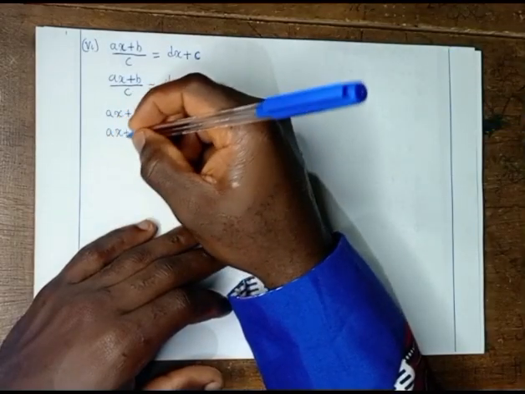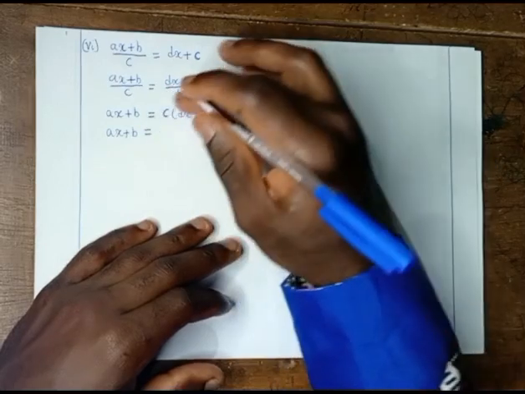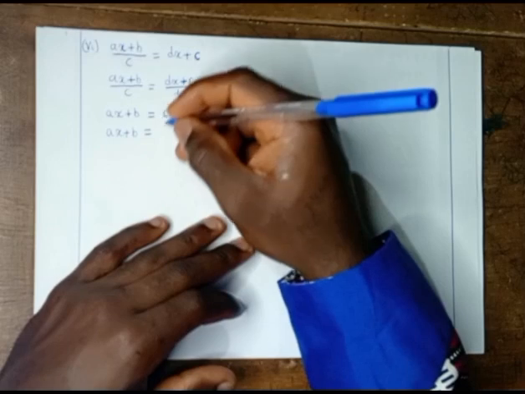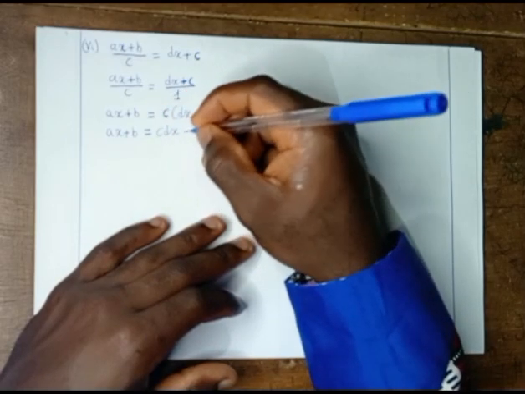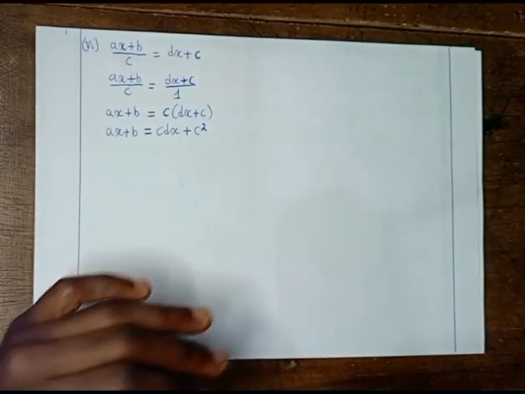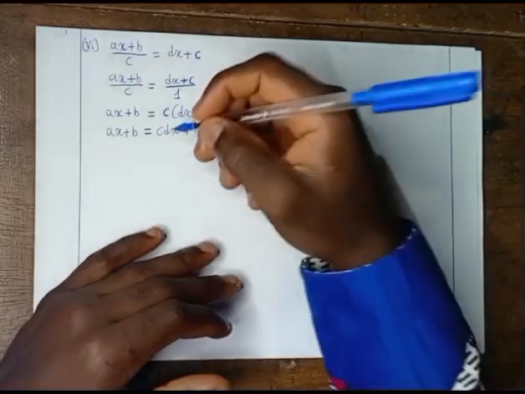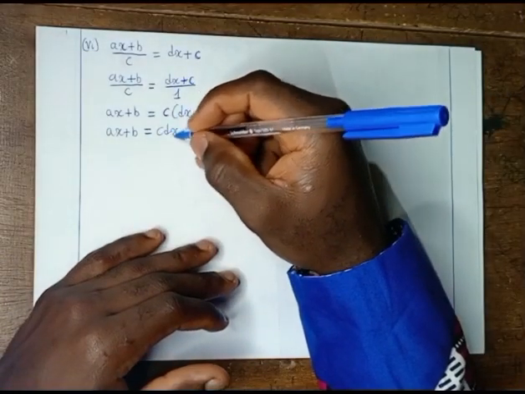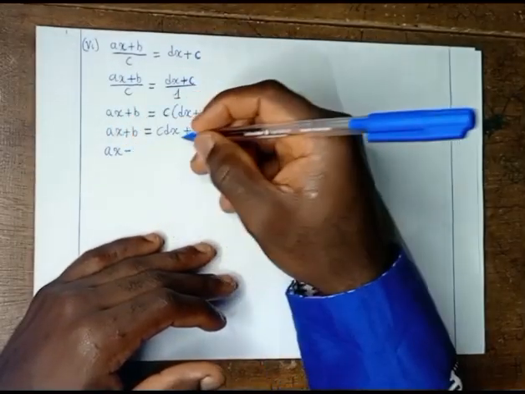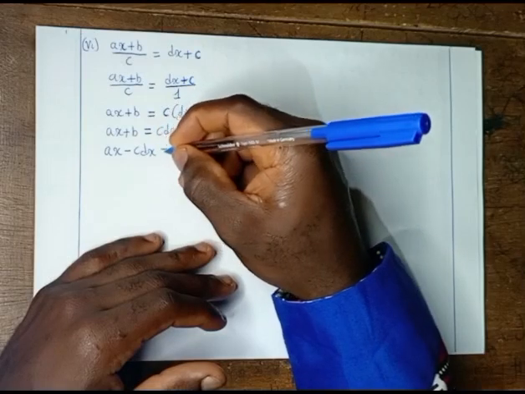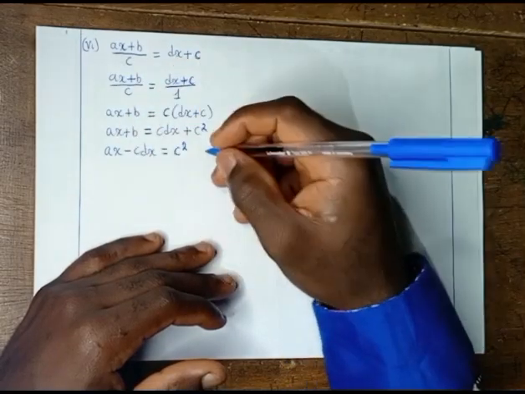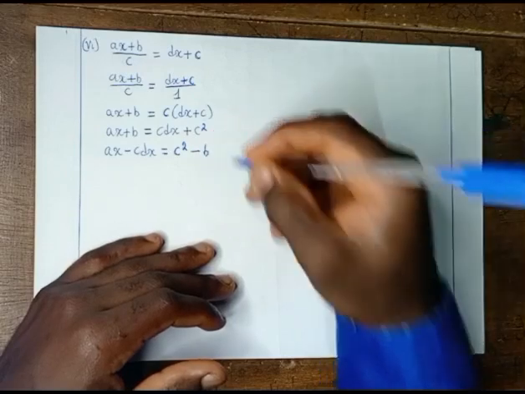This will give us ax plus b is equal to, at the right hand side we need to expand this bracket. This will give us cdx plus c times c gives us c squared. Next, now we have to bring the like terms together. To see that there is a term at the right hand side which has x, we are going to transfer it to the left hand side. This will give us ax minus cdx is equal to c squared. We are going to transfer b this way, it becomes negative b.